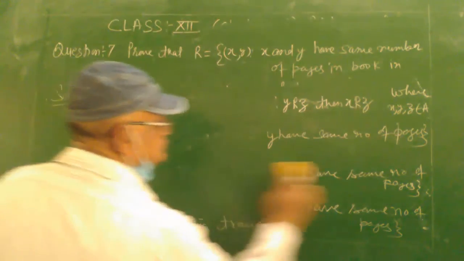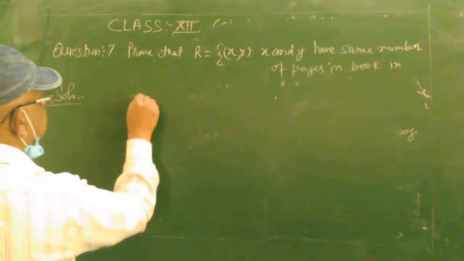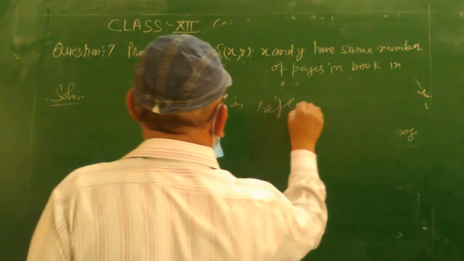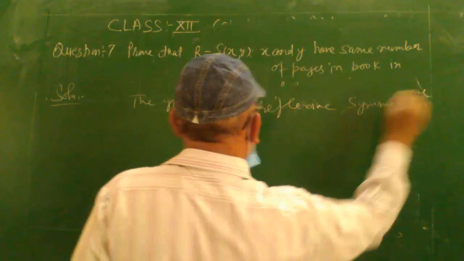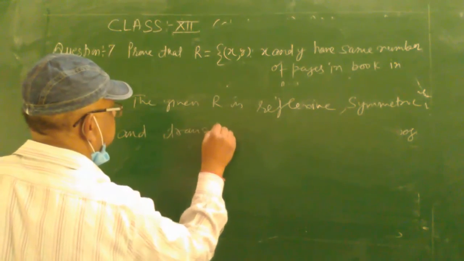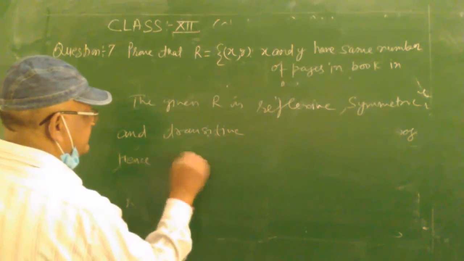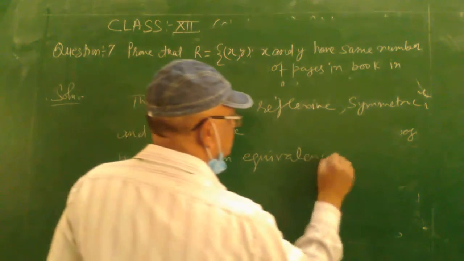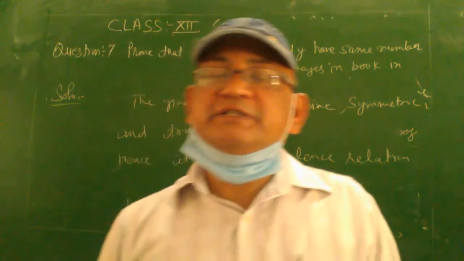So because the given relation is reflexive, symmetric and transitive, hence it is an equivalence relation. So students, in this manner, in the board examination, you will write.